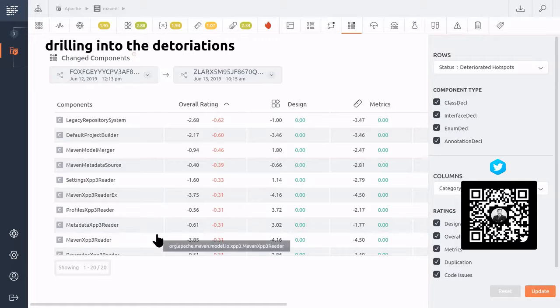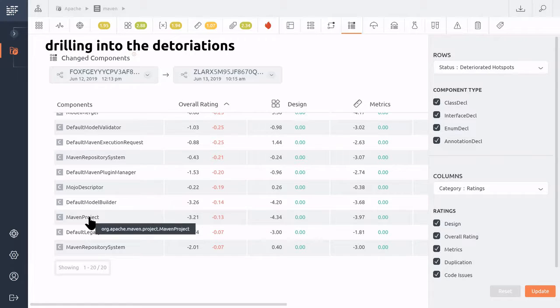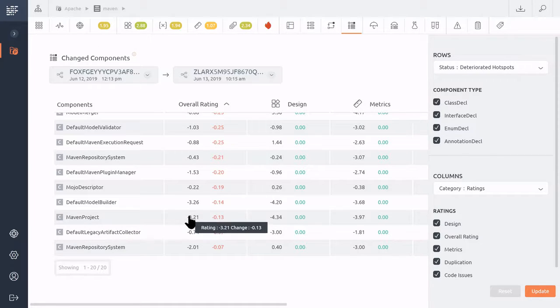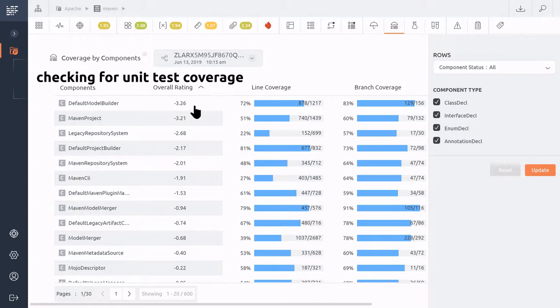So let us hope they are using speaking names in this project. There we go. Maven project sounds rather interesting and central. Let us check if it has other issues than code quality. The test coverage seems to be okay, not 100% line coverage. Not optimal, but there is a debate about it.